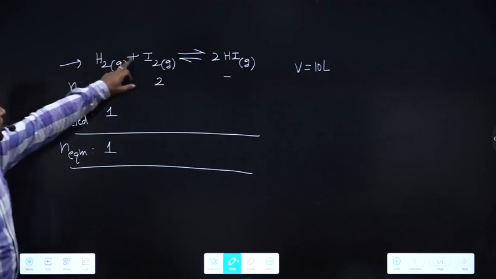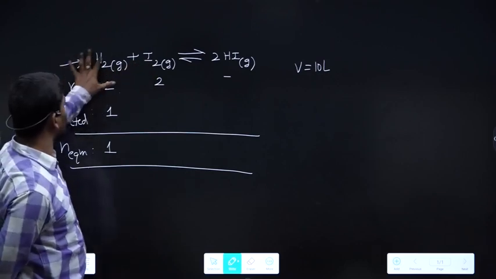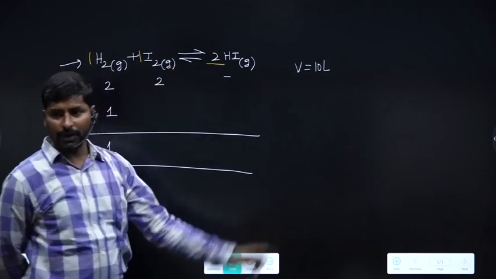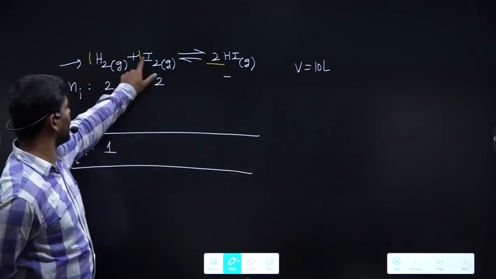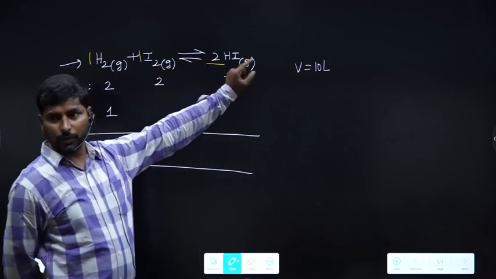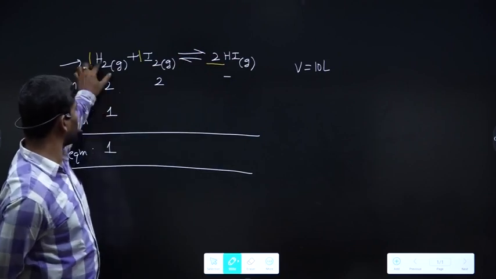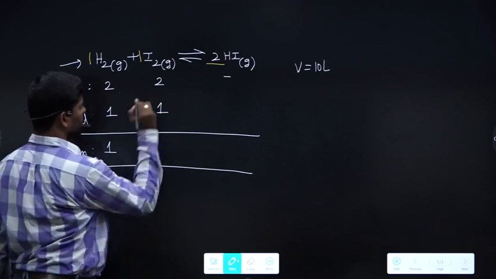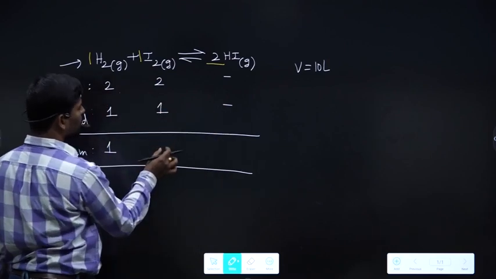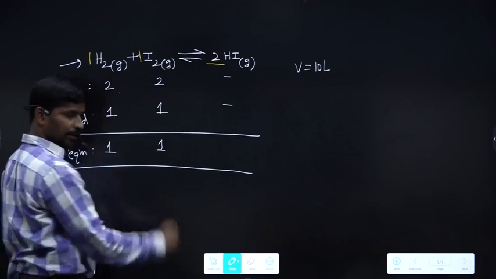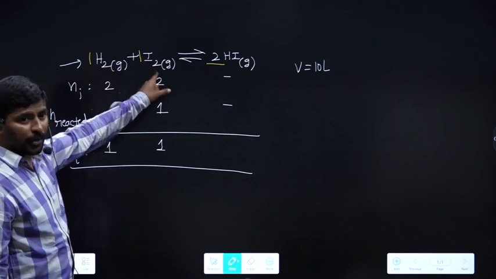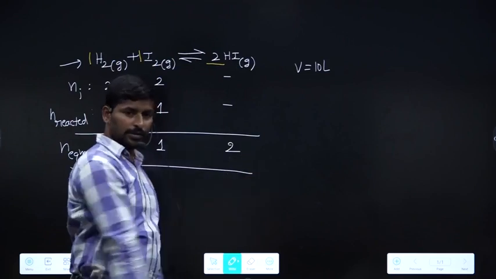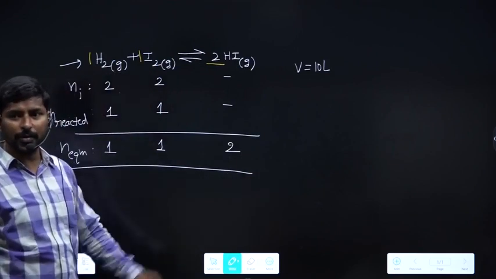Now, if you see the balanced equation, 1 mole of H2 reacts with 1 mole of I2 to give 2 moles of HI. So 1 mole of H2 reacted means how many moles of I2 participated? 1 mole of I2 participated. So what is the remaining moles of I2 at equilibrium? 1. If 1 mole of H2 and 1 mole of I2 participated, the number of moles of HI formed at equilibrium is 2 moles.